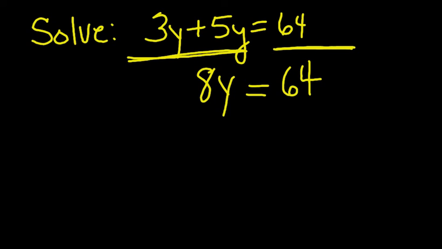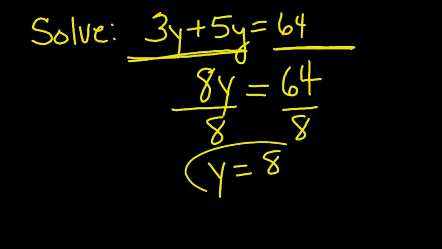So we haven't even started solving yet. We're just simplifying each side. We're making each side as simple as it can get. Now you can start solving. So we're going to divide by 8, divide by 8. So y equals 8.